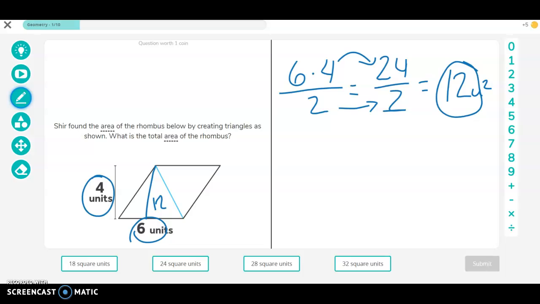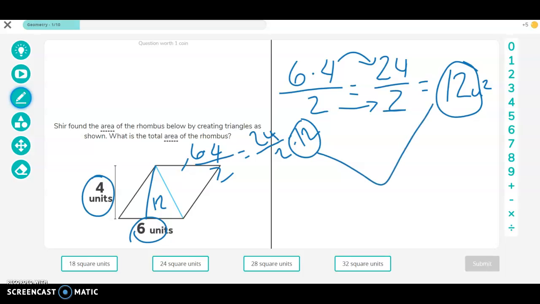And if this is 6, we know on the rhombus, opposite sides are the same length. So that means this side over here is 6. So we have the same height still. We have 6 times 4 divided by 2. So you get 24 divided by 2, which is 12. We're going to add these 2 numbers together. 12 plus 12 is 24 square units.